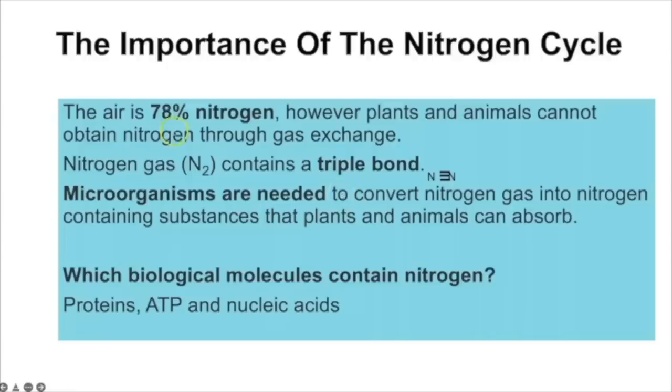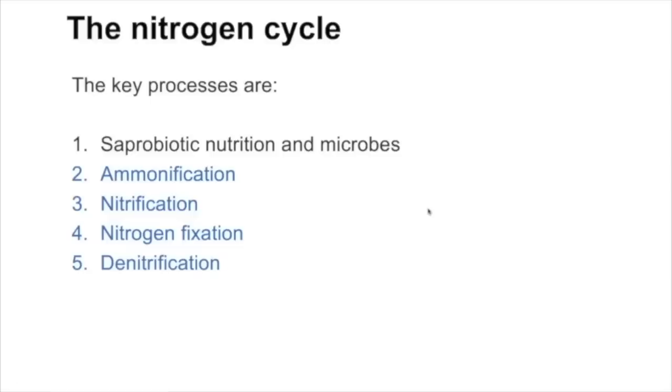And we need this cycle because you can't actually gain nitrogen gas through gas exchange, like you can with oxygen or carbon dioxide for plants for photosynthesis. And the reason for that is nitrogen gas has this triple bond, and we don't have the enzymes to be able to break those bonds and then use the nitrogen in compounds. Microorganisms do though, so they have the enzyme to be able to do that, or some of them do, and therefore we need this cycle involving microorganisms to make the nitrogen accessible for nitrogen containing substances, which plants and animals can then use. The nitrogen cycle involves these key processes: ammonification, nitrification, nitrogen fixation and denitrification.